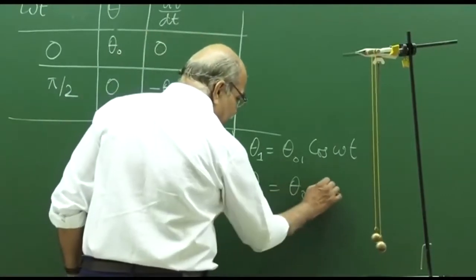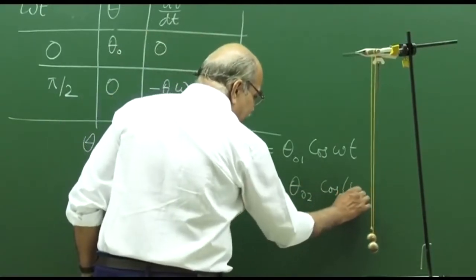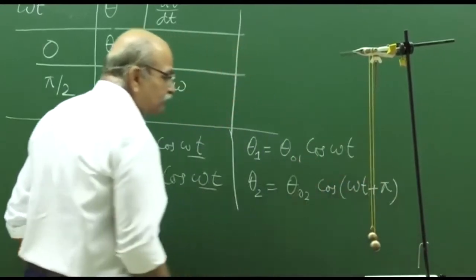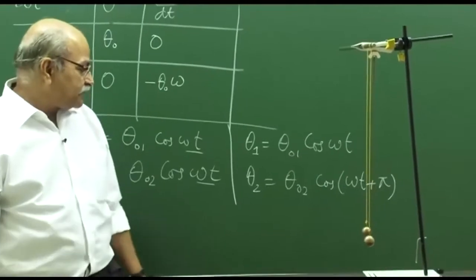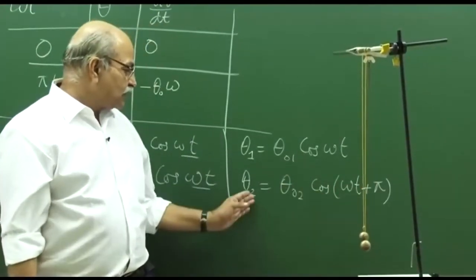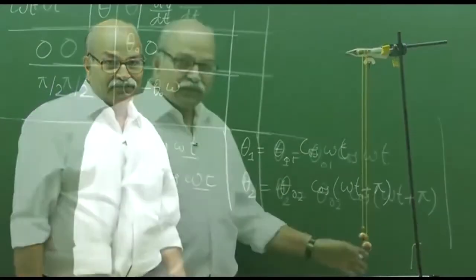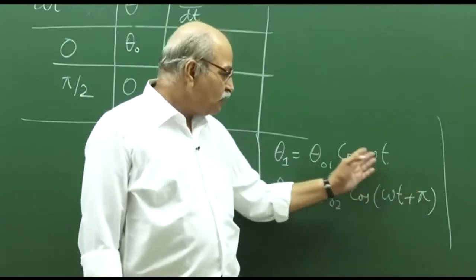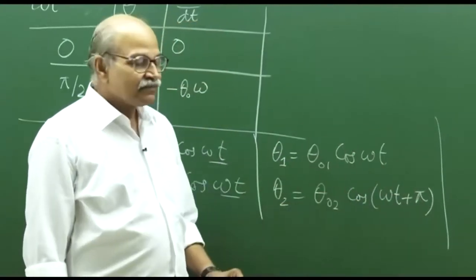So you can write this as cos of omega t plus pi. You can check if omega t is 0, this is cos pi, which is minus 1. So this is now minus theta 0 2. So by putting this pi here, we are able to describe the motion of both the pendulums.